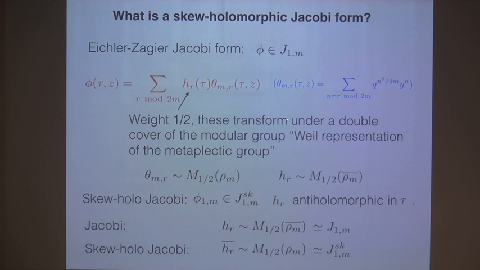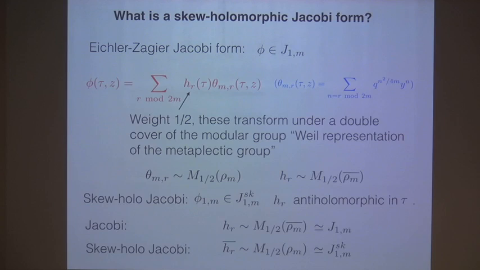Now, one really ought to get used to the idea that these things are a little bit more than just modular forms, in the same way that long ago we got used to the idea that spin a half fermions are not really representations of the rotation group, but of a double cover of the rotation group. So half integer weight modular forms really transform under a double cover of the modular group. And this goes by the name of the Weil representation of the metaplectic group. If you actually look into it, it's not very scary. It just looks like problems that occur in quantum mechanics.